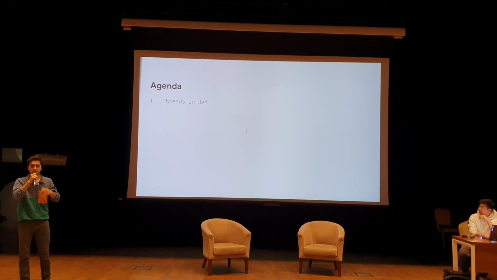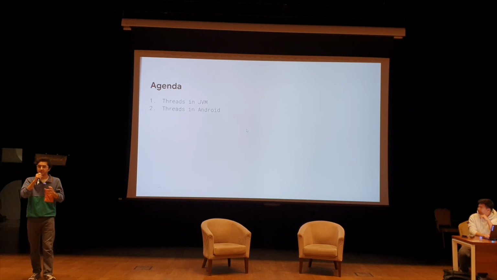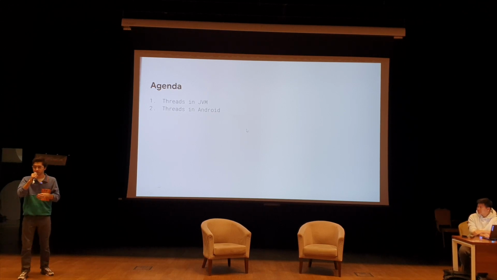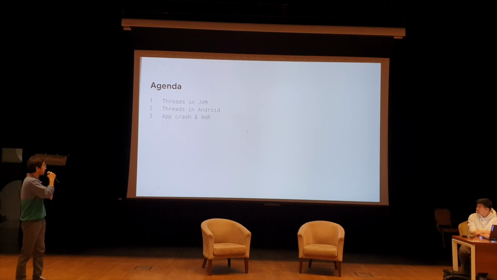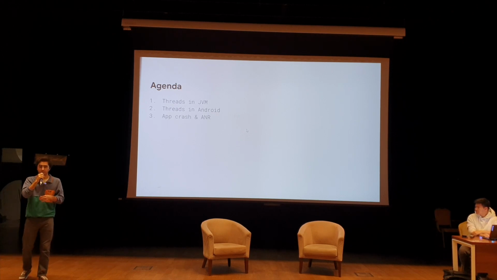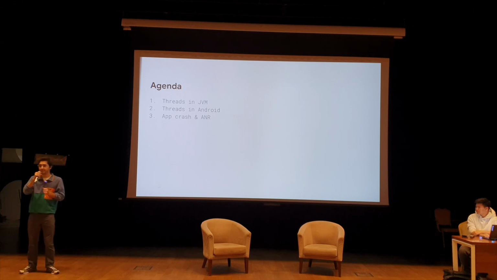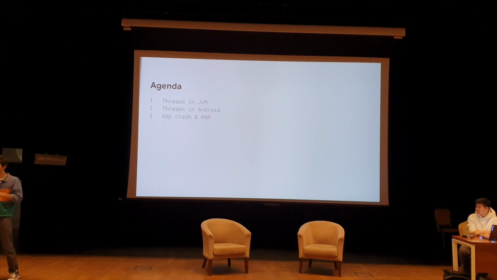We'll start from threads in general. Then we'll talk about threads in Android, and how they are different from usual JVM threads, like threads in Java or other JVM languages. After this, we'll talk about the problems that can happen in Android development while using an Android app, which are specifically app crashes and ANRs. I hope that those who have worked with Android know what ANRs are, and those who don't will learn about it later.